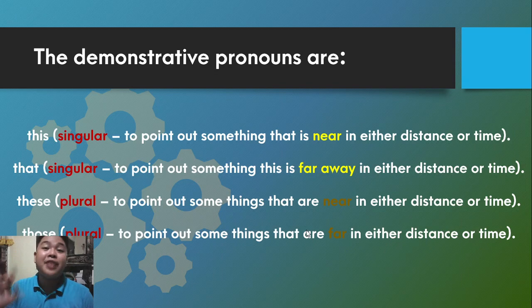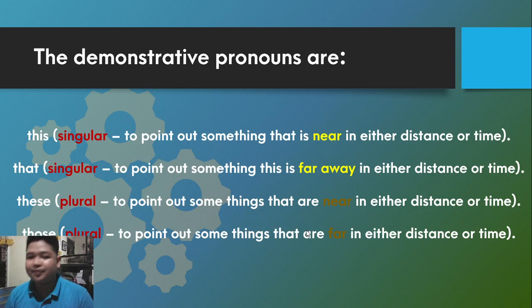So you use this, but you use these when it's already plural. Example, these are my hands. So that is the difference between this and these. Now for that and those, that is used to point out something that is far away, far away from us in either distance or time, but only one.